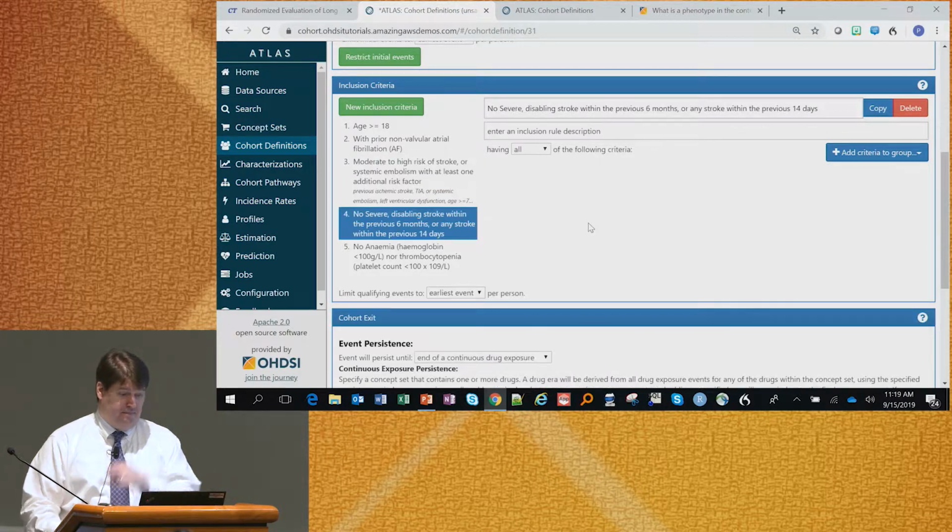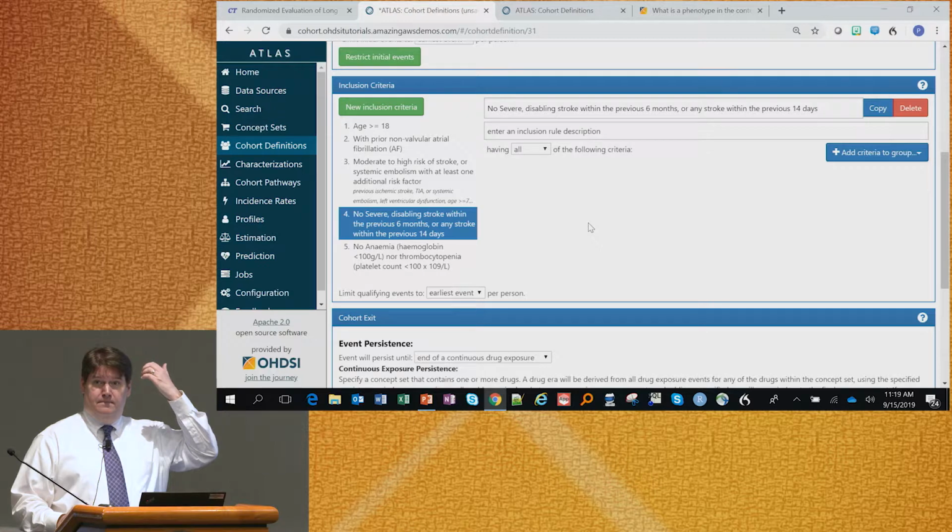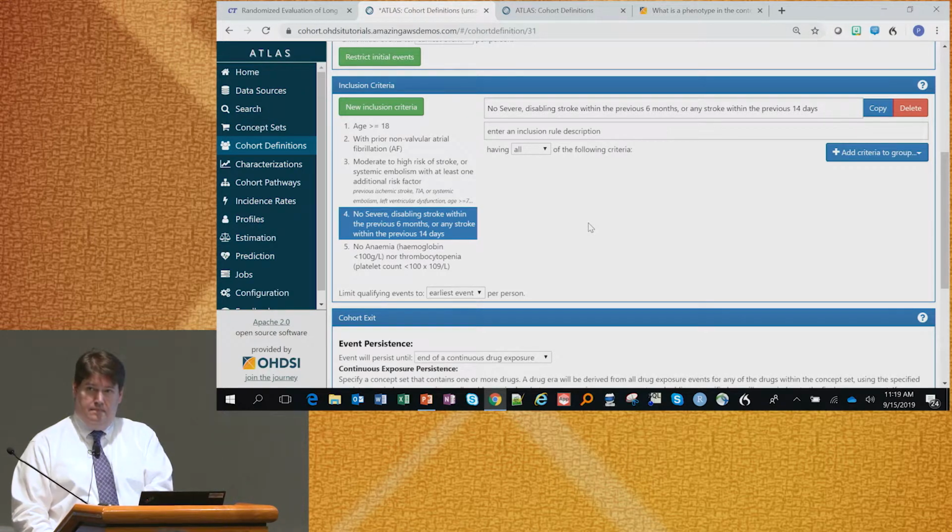Next. No severe or disabling stroke. Any other questions on that? Could you go back to your including criteria number 3? I don't get it.